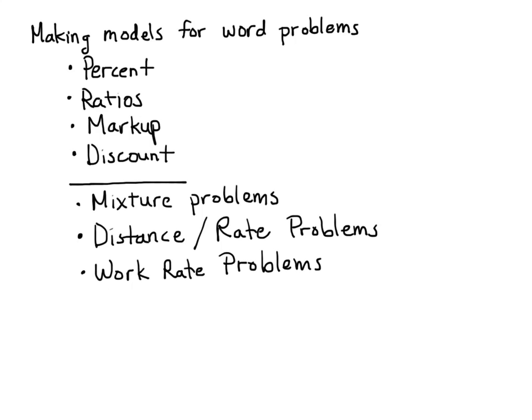And this will be the first time that we're actually going to be making equations where the variable will be in the denominator of a ratio. Up until then, all the unknowns are going to be either standalone integers or in the numerator of a ratio. So we'll get to that on Friday, but for now we're going to deal with percent, ratios, markup, and discount. So let's look at percent.